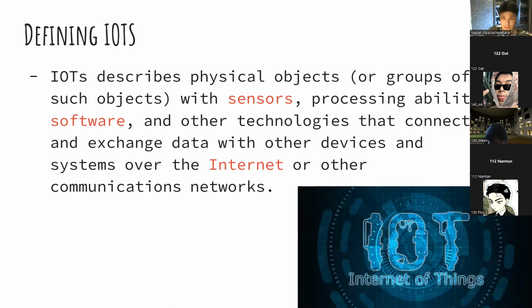Okay. So this definition may sound a little complex, but I think if we were to put it in plain language, it would be just things, right? Things that are around us that are connected to the internet in some way. But it's not just connecting for the sake of connecting. It's connected in order to perform certain tasks, right?